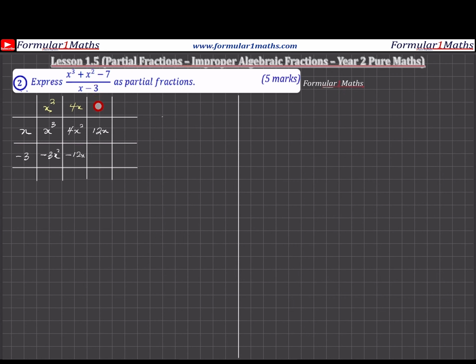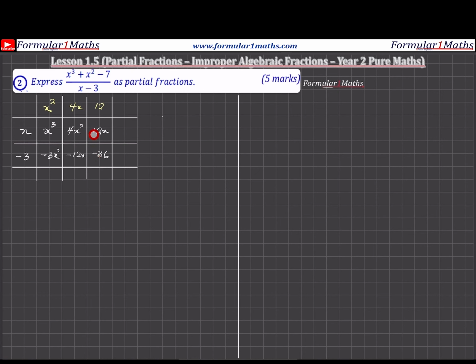And this means that I need to put 12 here, because 12 times x will give me 12x. So I put 12 over there. And now 12 times minus 3 means I need to put minus 36 over here. So this will be minus 36.